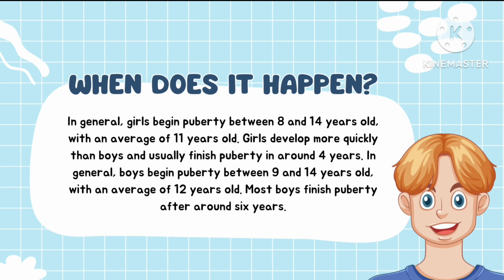When does it happen? In general, girls begin puberty between 8 and 14 years old, with an average of 11 years old. Girls develop more quickly than boys and usually finish puberty in around 4 years. In general, boys begin puberty between 9 and 14 years old with an average of 12 years old. Most boys finish puberty after around 6 years.